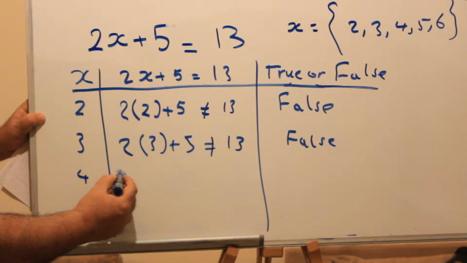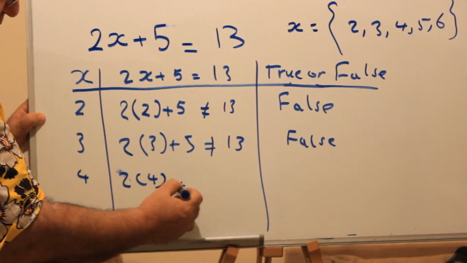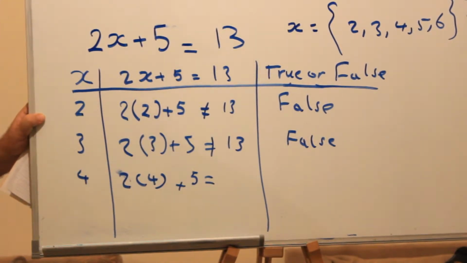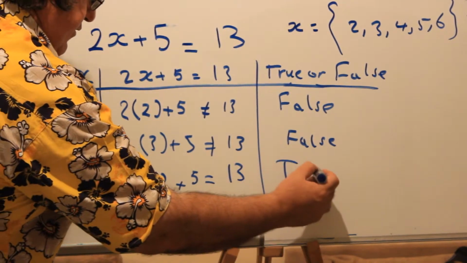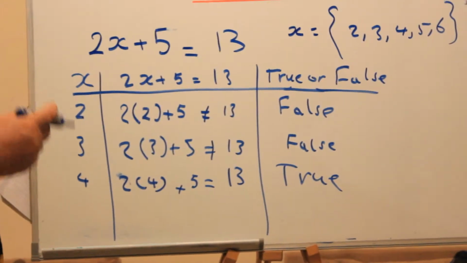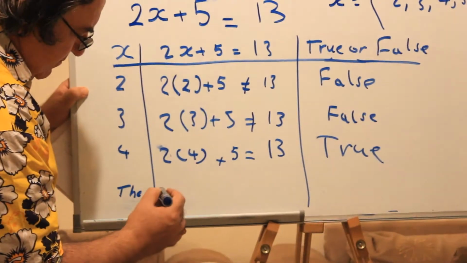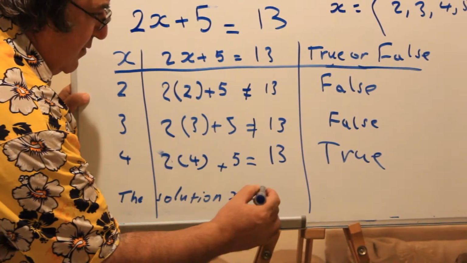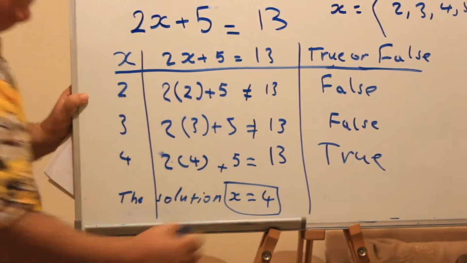So 2 times x, it means 2 times 4 plus 5. Is it equal to 13? So 2 times 4 is 8. 8 plus 5 is 13. Then this is correct. Then this is true. So the answer is the solution. We write the solution x equal to 4. That is the answer.